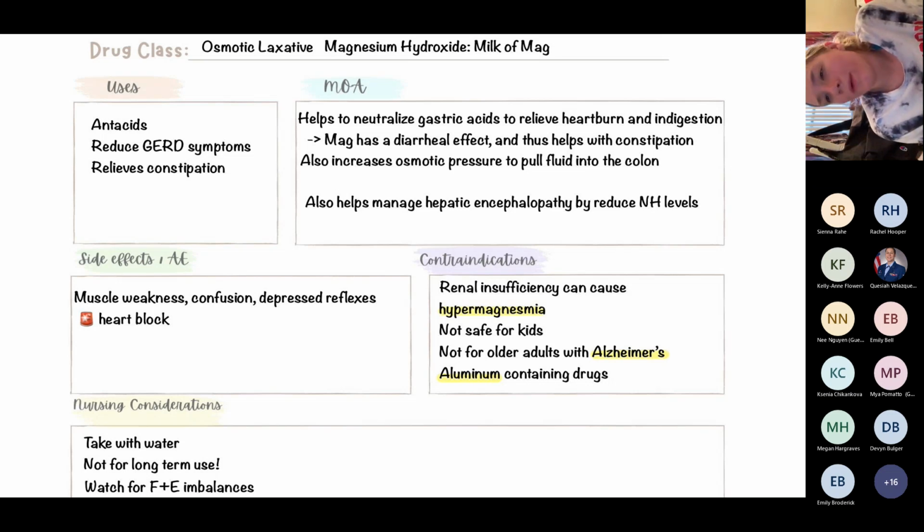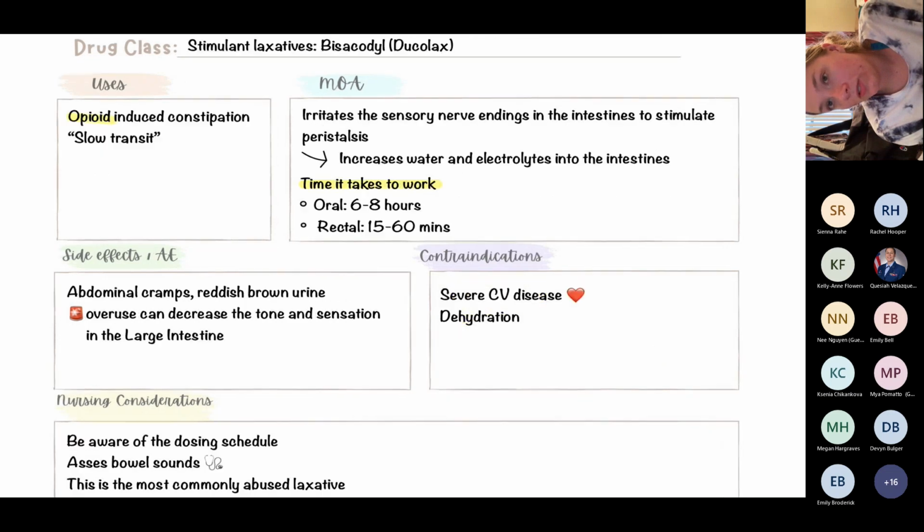Additionally, not sure if you learned about hepatic encephalopathy, but this is a good drug of choice for that because it helps get rid of ammonia via the poop. This is not safe for long-term use. Most of our GI drugs aren't very safe for long-term use.